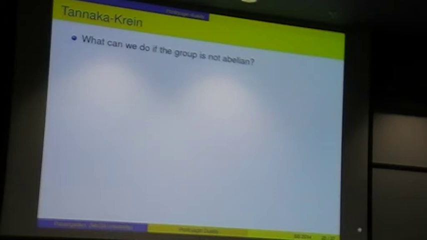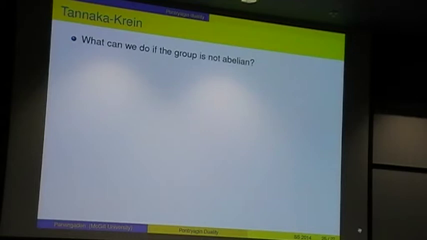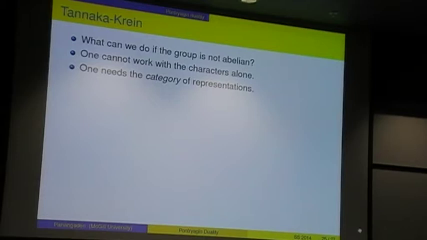Now, a special present for Mike Nielsen, a bit about Tannaka-Krein duality. What can we do if the group is not abelian? Do we just throw up our hands and give up? Well, the basic point is one cannot work with the characters alone. Okay? They just don't tell you everything you want to know about the group. So one needs to work with the category of representations. So for those of you who don't know representation theory, let me say a few words.